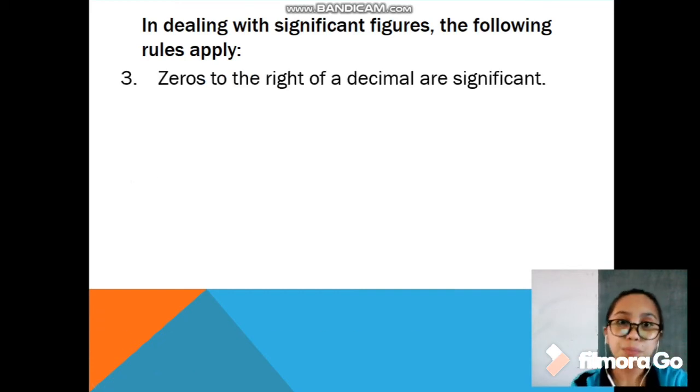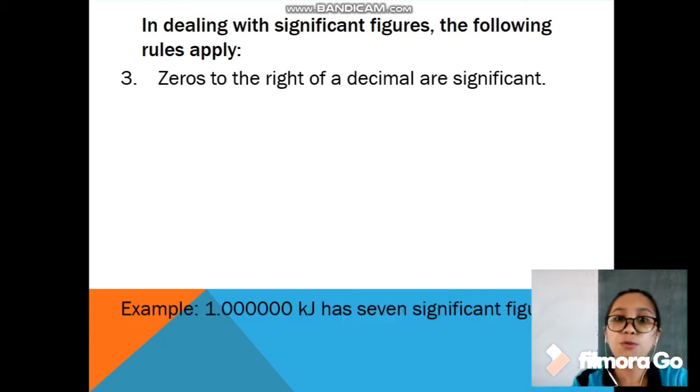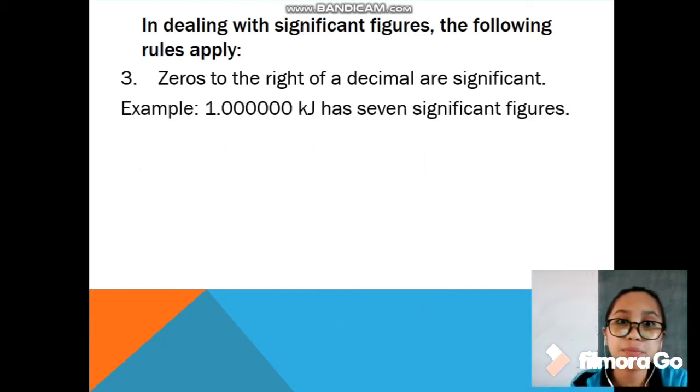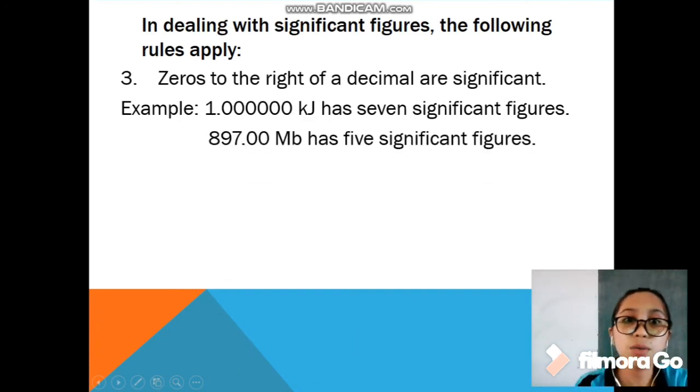Next, we have: zeros to the right of a decimal are significant. For example, this one. As long as the decimal point is indicated and the zero is right after the decimal point, it is considered significant, even at the end where it is not in between. For example, there are 6 zeros here, plus this one non-zero, so 7 significant figures. Another, we have 897.00 megabytes. So we have 5 significant figures.